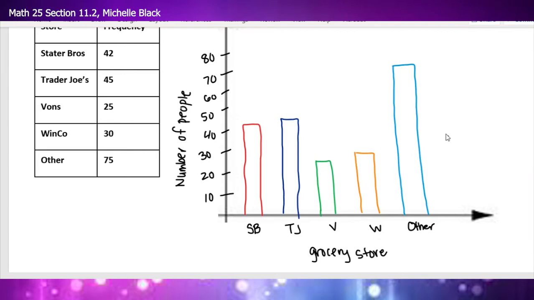So by looking at our bar graph, we can get some information about how these different stores compare to each other. We can see that the most frequented option was Other, which could be any sort of grocery store. Maybe it's Ralph's, Albertsons, Aldi, Food for Less. Then the second most responses would be Trader Joe's, followed by Stater Brothers, Winco, and then Vons. So by comparing parts to parts, we can see which response had the most, which was some other grocery store. And we can also see which grocery store was shopped at the least, which was Vons. It gives us a pretty quick visual representation of parts to parts, comparing the number of shoppers at the grocery stores.